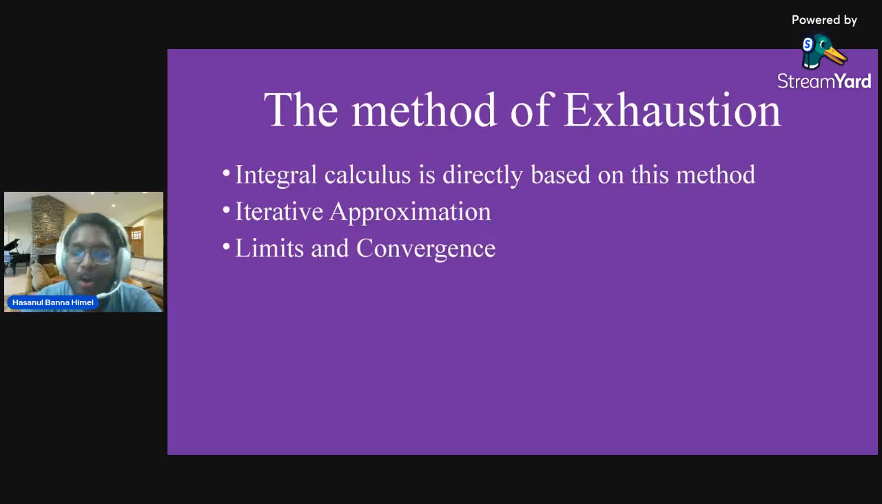As the number of sides of the inscribed polygons increases indefinitely, the total area of these polygons approaches the area of the original shape. This concept is an early form of the limit, which is foundational in calculus. So we can also say that this method of exhaustion worked as a foundation for our differential and integral calculus, and many more. So that was it for today's session.